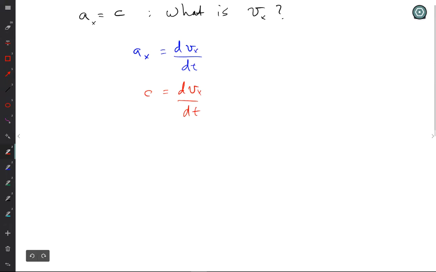So what are the variables involved in this equation that I've written down? There's another one, v of x. So I need to separate variables.